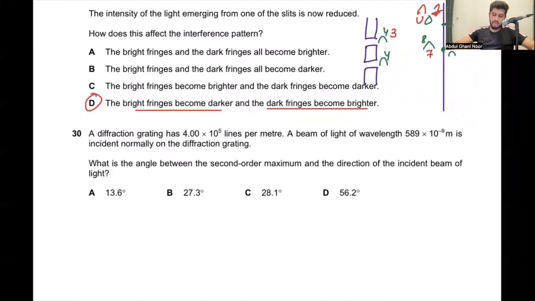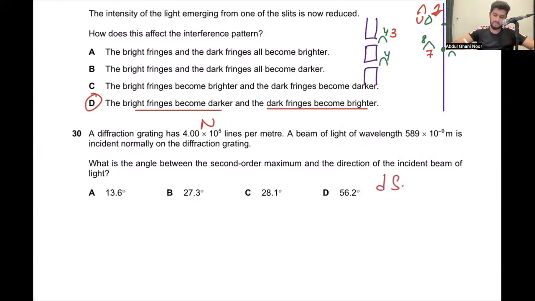Question number 30 says a diffraction grating of 4 into 10 to the power 5 lines per meter. This is the value for n. A beam of light of wavelength 589 into 10 to the power minus 9 meters is incident normally on the diffraction grating. What is the angle between the second order maximum and the direction of the incident beam of the light? So they're simply asking you for the second order maximum from the zero order.